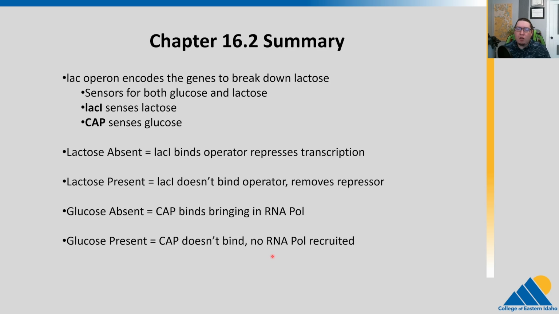Okay, so those are our simple examples here. We're going to talk next about eukaryotes and how they have more places that regulation can occur.